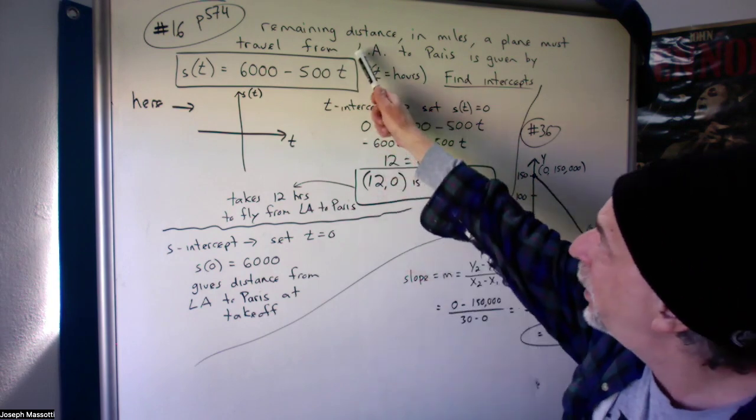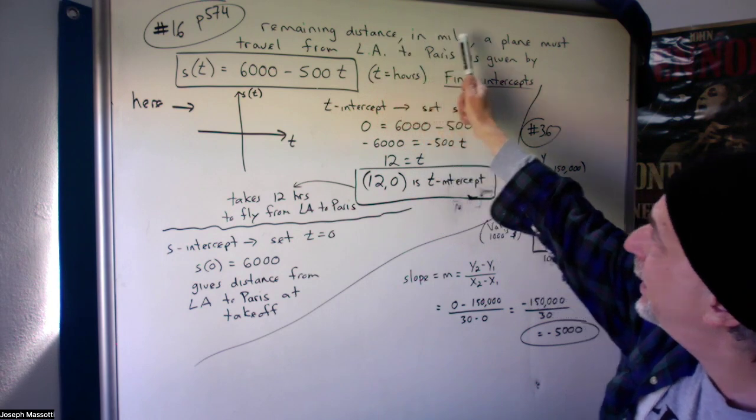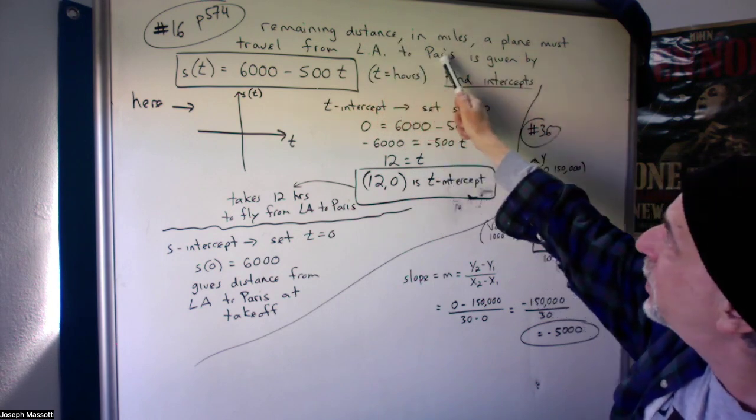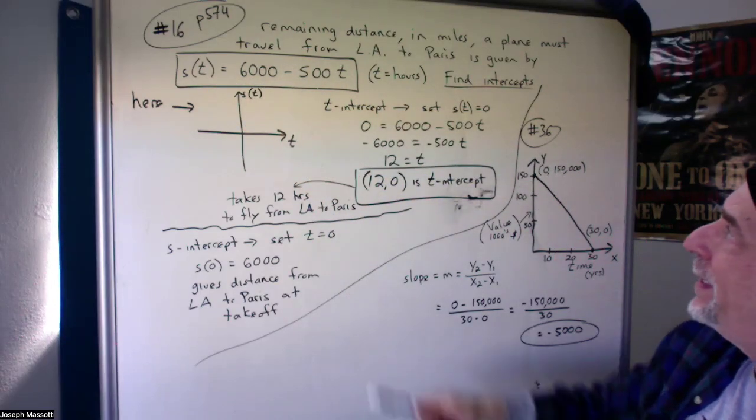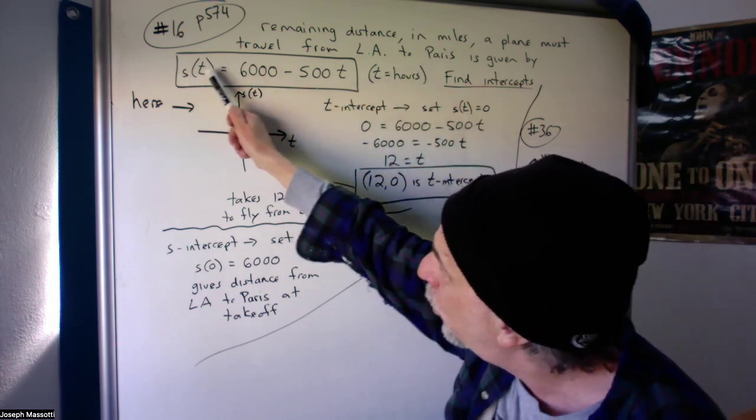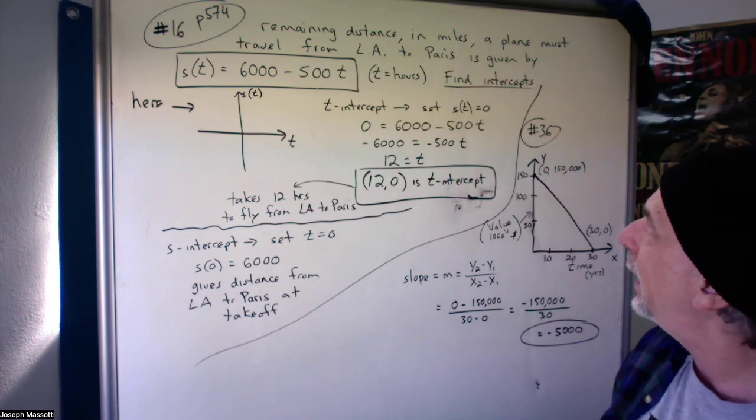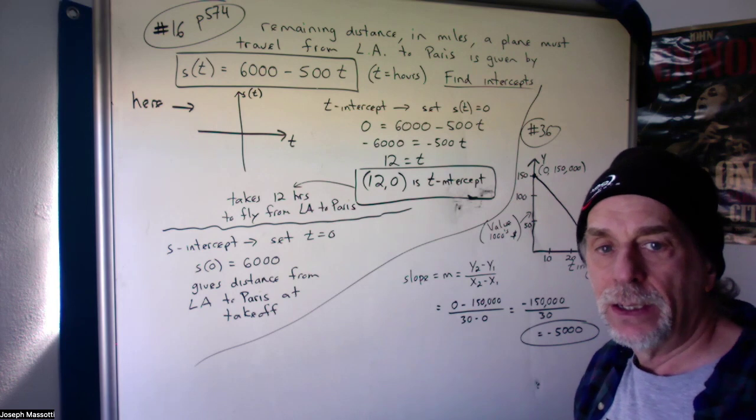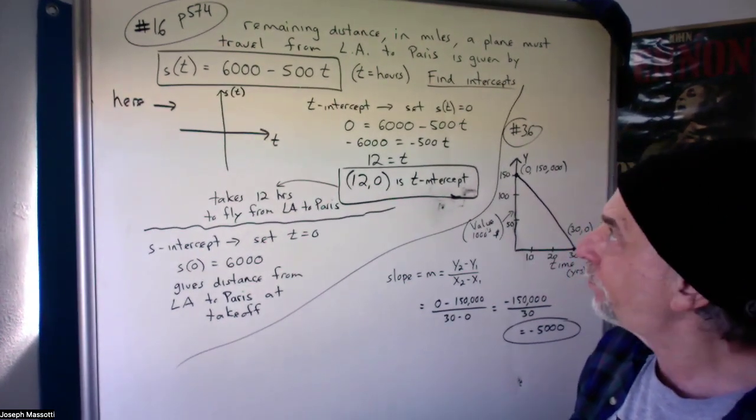So the story here is we're given a function that defines the remaining distance in miles that a plane must travel from Los Angeles to Paris, and that is this function here, where t is in hours and the output is the remaining distance in miles from LA to Paris. And we want to find the intercepts of that function and then explain what they mean.